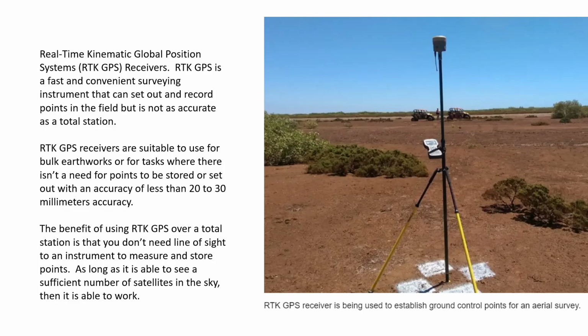Here you can see in the picture an RTK GPS receiver being used to establish ground control points for an aerial survey. This white figure you can see on the photos or on images that will then be taken by drone or by airplane.